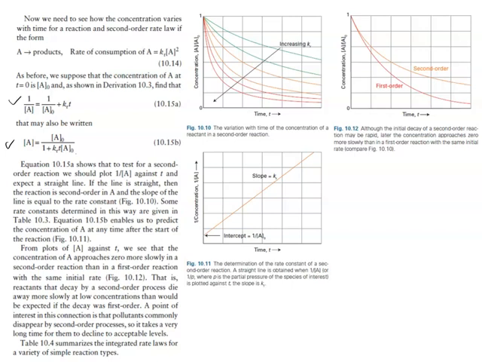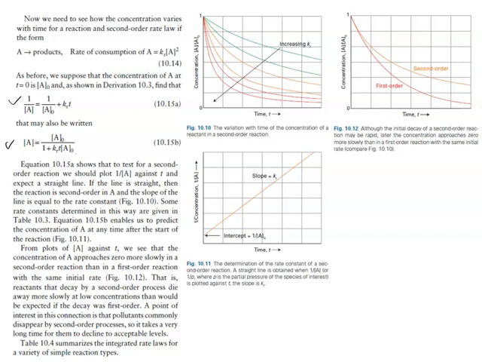Now 10.15a shows that to test for a second-order reaction, we should plot the inverse of the concentration of A against time and expect a straight line. If the line is straight, then the reaction is second order in A, and the slope of the line is equal to the rate constant. Some rate constants determined in this way are given in Table 10.3, which will be on the next slide.